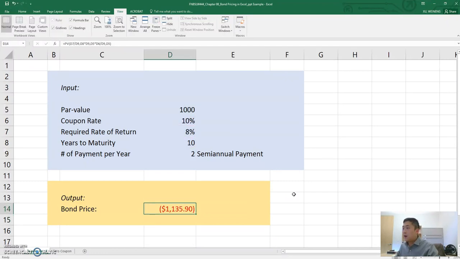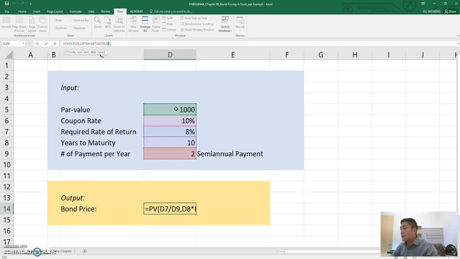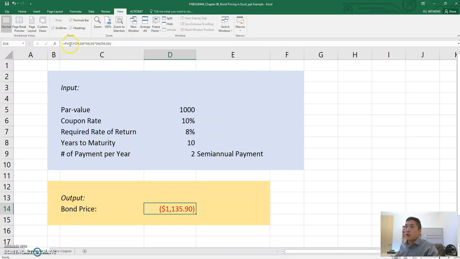Now you will see a negative value right here. Simply because you have identified the last payment, which is the future value right here, being $1,000, which is a positive number. That's why as Excel computes the present value, it will tell you a negative value. So what you can do is just add a negative sign in front of your formula, to make this number appear to be positive. Now this is the approach that we can use to compute a regular coupon bond.